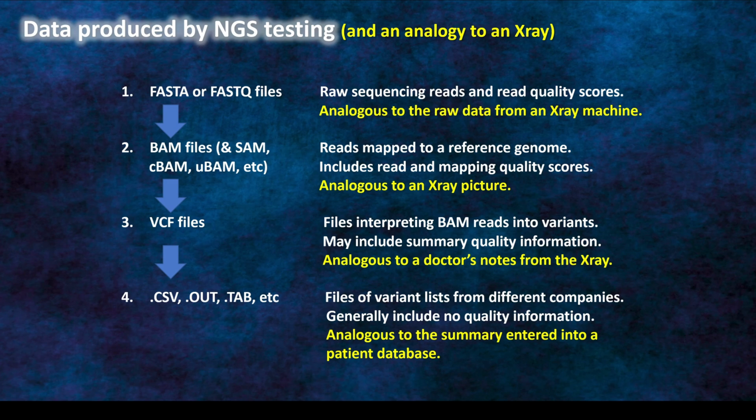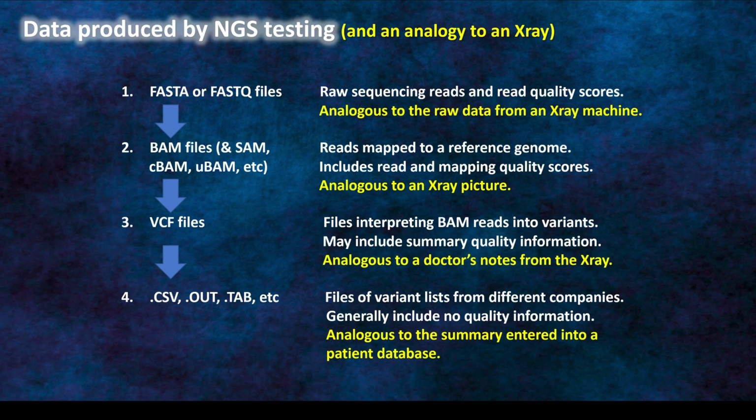To me, this is analogous to the X-ray picture. It's very useful. You can port it around. You can give it to another doctor. They can read it. They can tell you what that means, so it's easily interpreted. The BAM file typically has both read and mapping quality scores, so that's a different quality score that says how well the reads were aligned and mapped to particular sections of the reference genome.